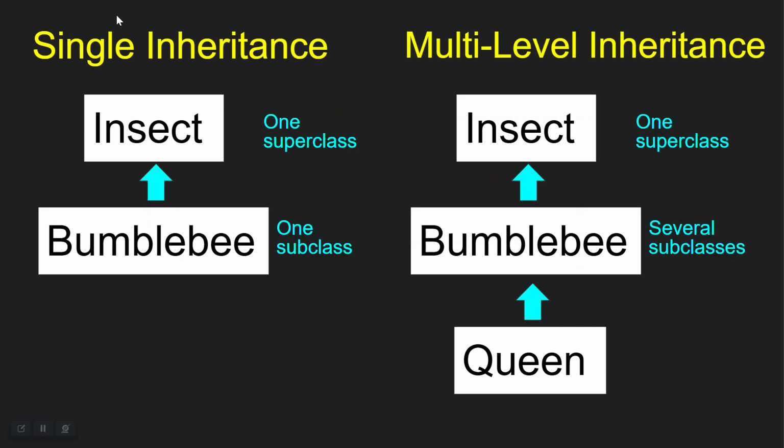So let's go ahead and look at some of them here. You can have what's called single inheritance, where you just have one superclass and then one subclass. There's also what we call multi-level inheritance, where you have one superclass and then several subclasses. But in this case, Bumblebee will extend insect and queen will extend bumblebee. So it's going more in a straight line up and down this way, but you could have more subclasses down below here if you wanted to.